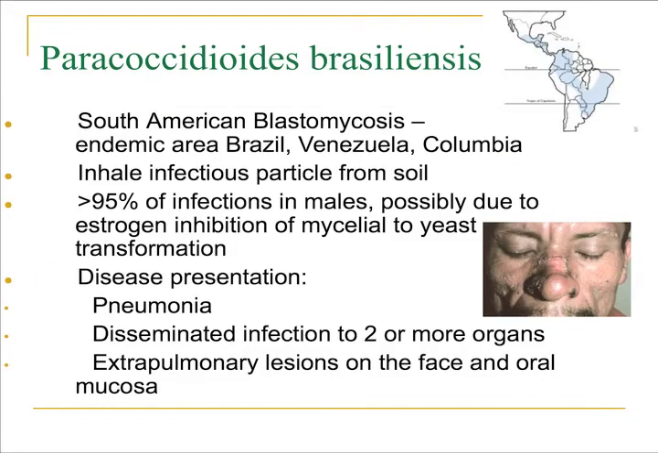On the next slide is Paracoccidioides brasiliensis. This is also known as South American blastomycosis, and the endemic area for this fungus is in South American countries of Brazil, Venezuela, and Colombia. People acquire infection from inhalation of the infectious particle in the soil, and most of the infections in this part of the world are in males.